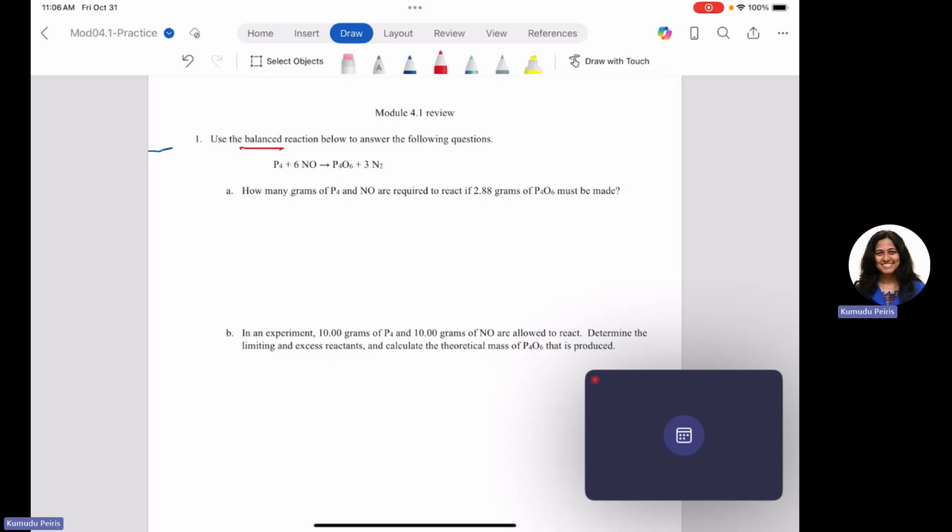Look at the first question. How many grams of P4 and NO are required to react if 2.88 grams of P4O6 must be made? So where should we begin? Yes, we should begin with the data given. Now we know we have to find the starting amounts that we must use from P4 and NO to obtain 2.88 grams of P4O6.